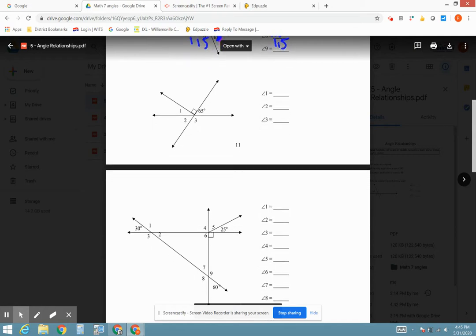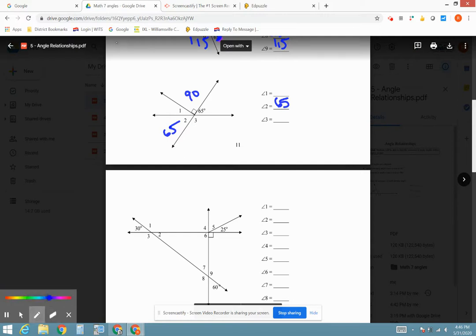Okay. In the next one, I do actually have a right angle symbol. This right here, I know this is 90. Therefore, I know 3 is not going to be 90 because I got a piece there. So this is 65. This is 65. Angle 2 is 65.